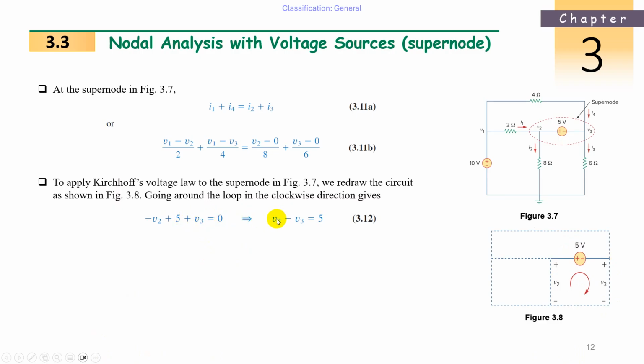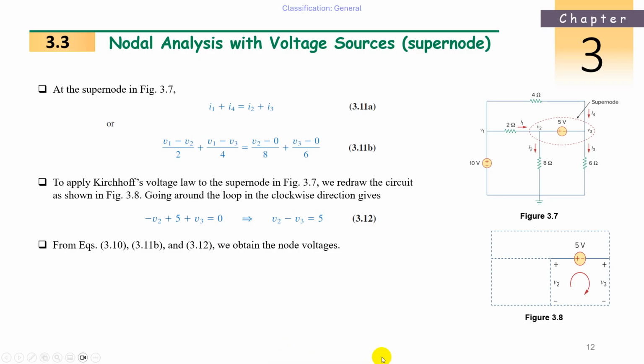Now we got V2 minus V3 is equal to 5. So V2 equals 5 minus V3 also. Now we got V2 also. From the previous equations, V1 equals 10 is the first equation. Next, the second equation is here, where if you substitute V1, you get V2 and V3. Now 3.12 in this equation, V2 minus V3 is equal to 5.